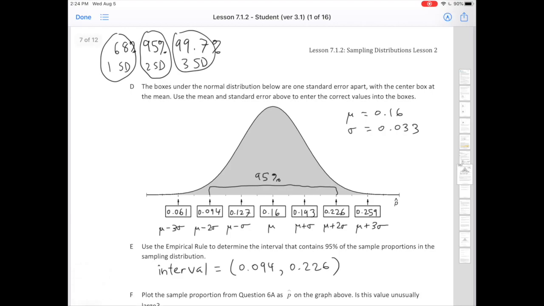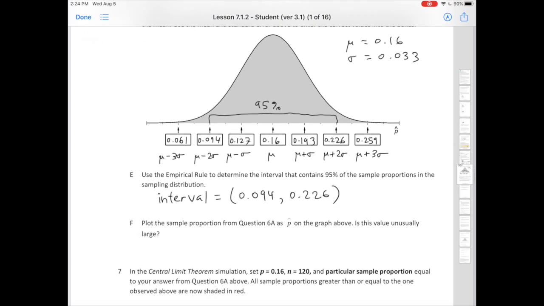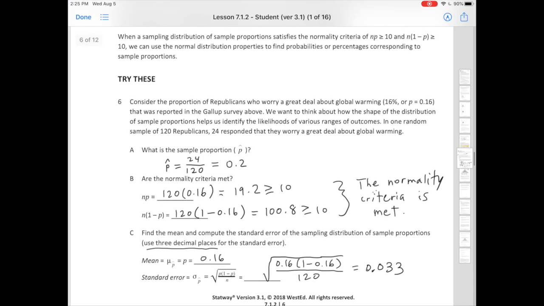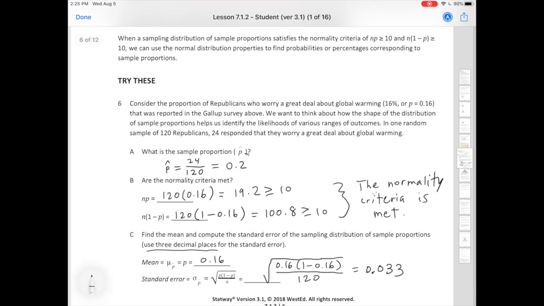Okay, plot the sample proportion from question 6a as p hat on the graph above. Is this value unusually large? Okay, so let's look at 6a again. What did we get? So remember, we got a sample of 0.2, right? The question is, we know that that's large, right? Because the real value is 16% and we got 20% here. I don't want you guys to be confused because 0.2 is the same as 20%, right? So 0.20, 0.2, same thing. So we know that's large. The question is that unusual?